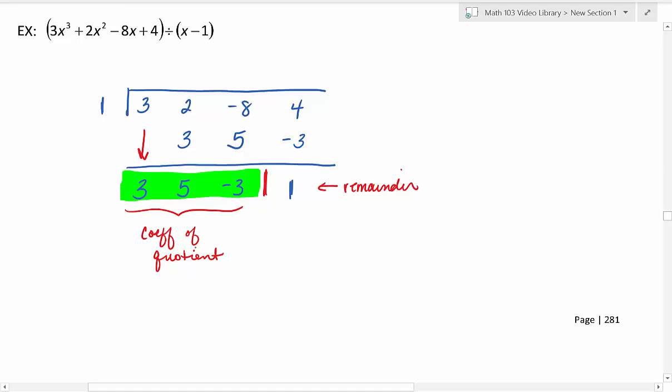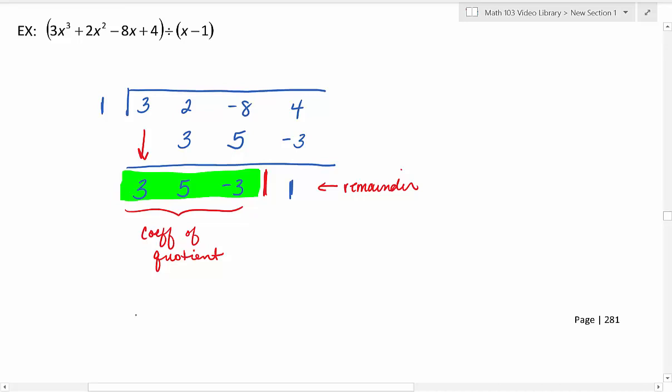The degree of our quotient will be the degree of our dividend minus the degree of our divisor. Our dividend was degree 3, our divisor was degree 1. 3 minus 1 is 2, so the degree of our quotient is going to be 2. That means we're starting off with x squared.